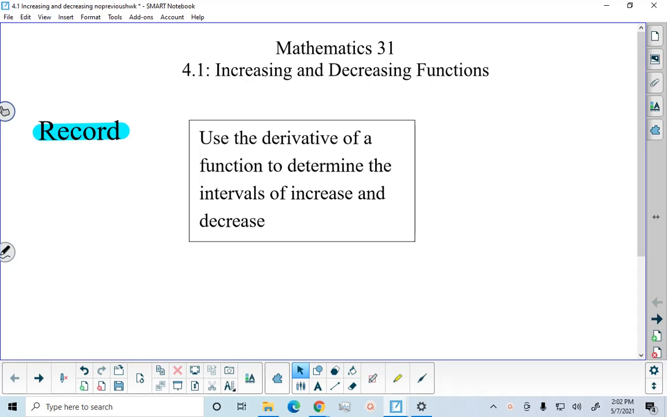And the concept behind this first lesson in Chapter 4 is very important for the rest of Chapter 4, and it also becomes crucial to your understanding of certain things in Chapter 5. So we're looking at using the derivative of a function to determine intervals of increase and decrease. Now, what does that mean?